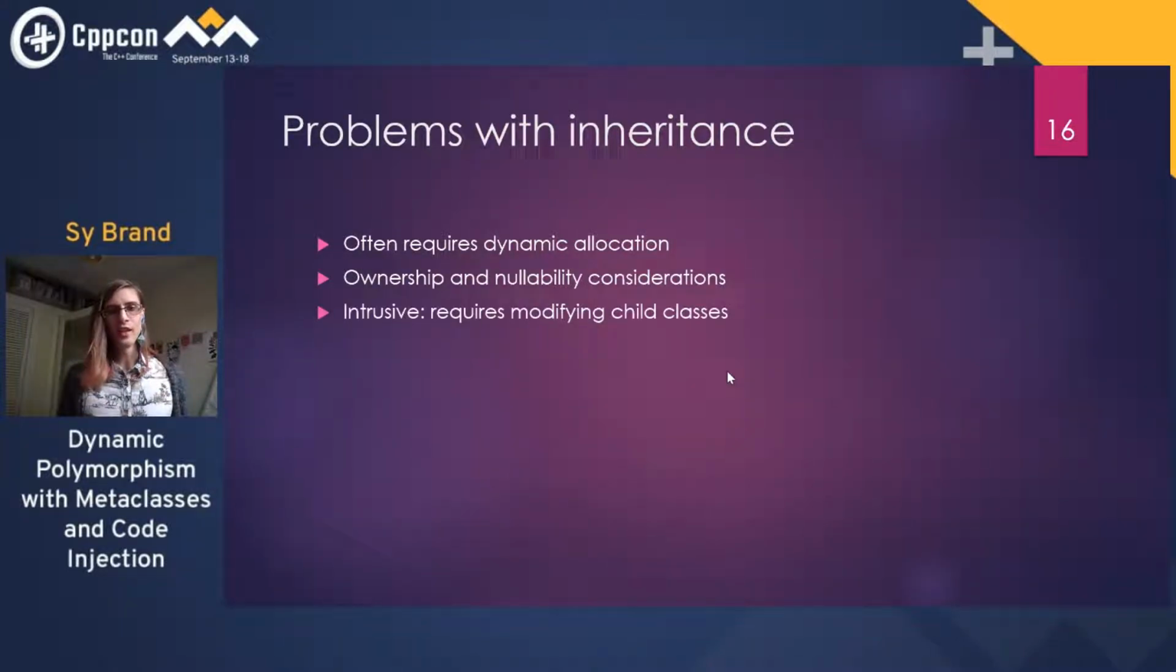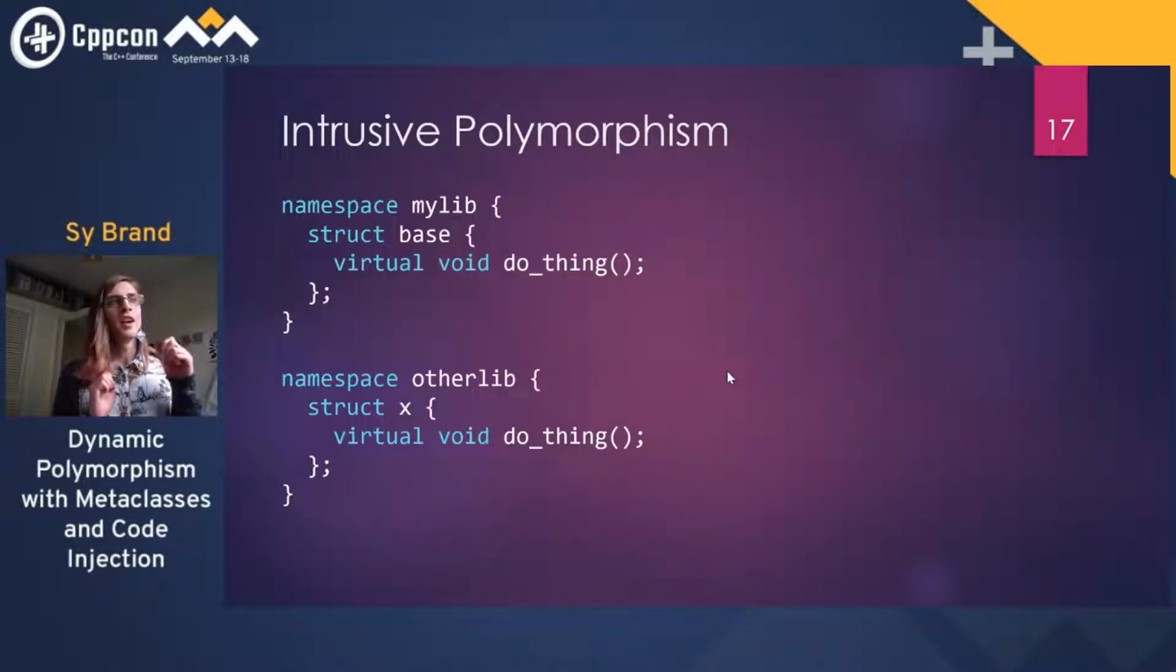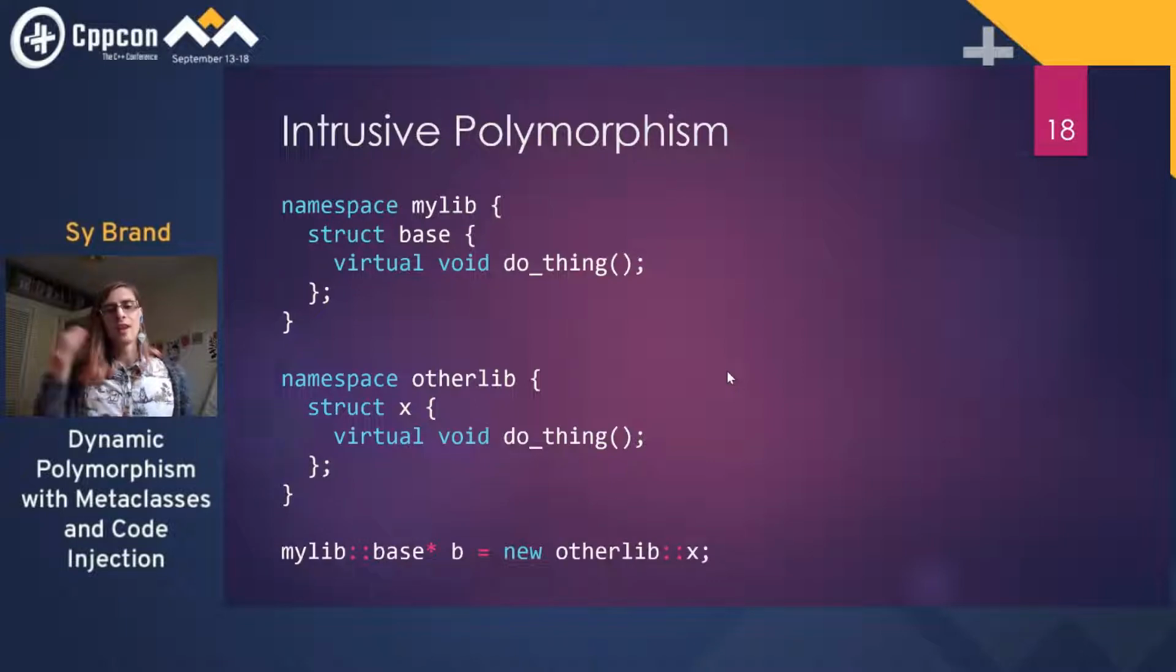Another is intrusiveness, in that supporting inheritance requires modifying child classes. An example of this: if we have a base class in mylib, and then we have some other library which has an X class. They both have a doThing method which returns void, and they're virtual. You cannot allocate an instance of otherlib_x and take a pointer to it through a mylib base. This will not work because otherlib_x does not say it inherits from mylib base. This can be a problem.